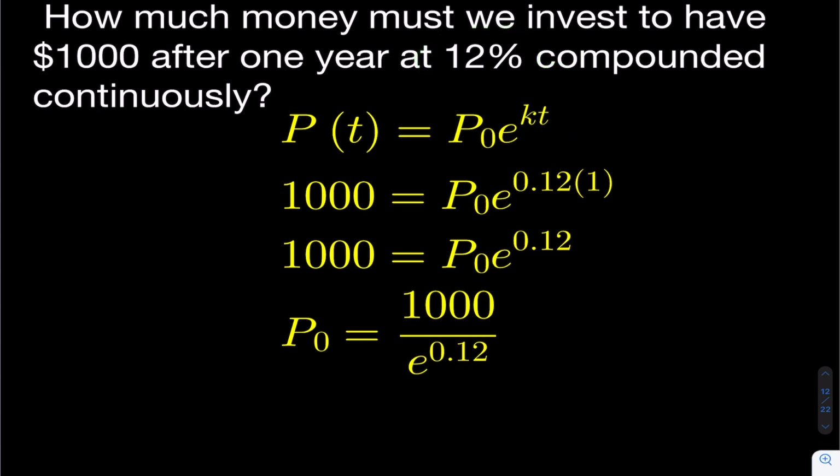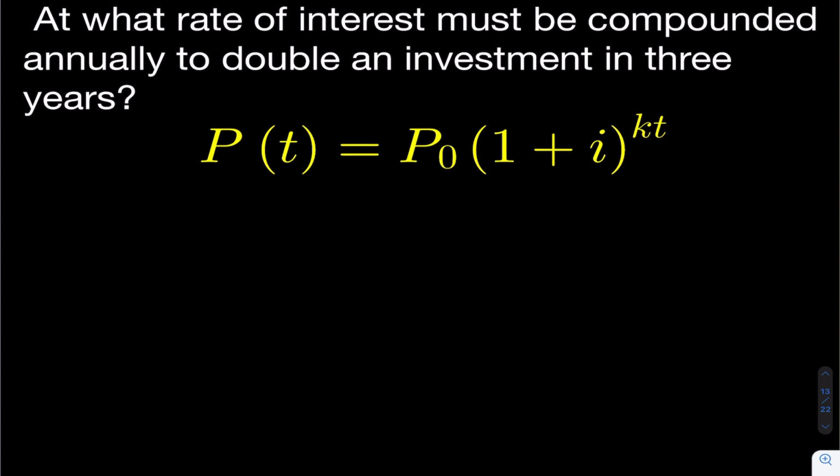And we're looking to find that initial amount. So you can see here, I went ahead and divided out. We're looking to isolate and solve for this P naught. So I went ahead and divided that out. End up getting here, P naught is $886.92. So again, if you want to have $1,000 after 1 year, if you're offered a 12% compounded continuously rate, you only have to invest $886.92. At what interest rate must it be compounded annually to double an investment in 3 years?